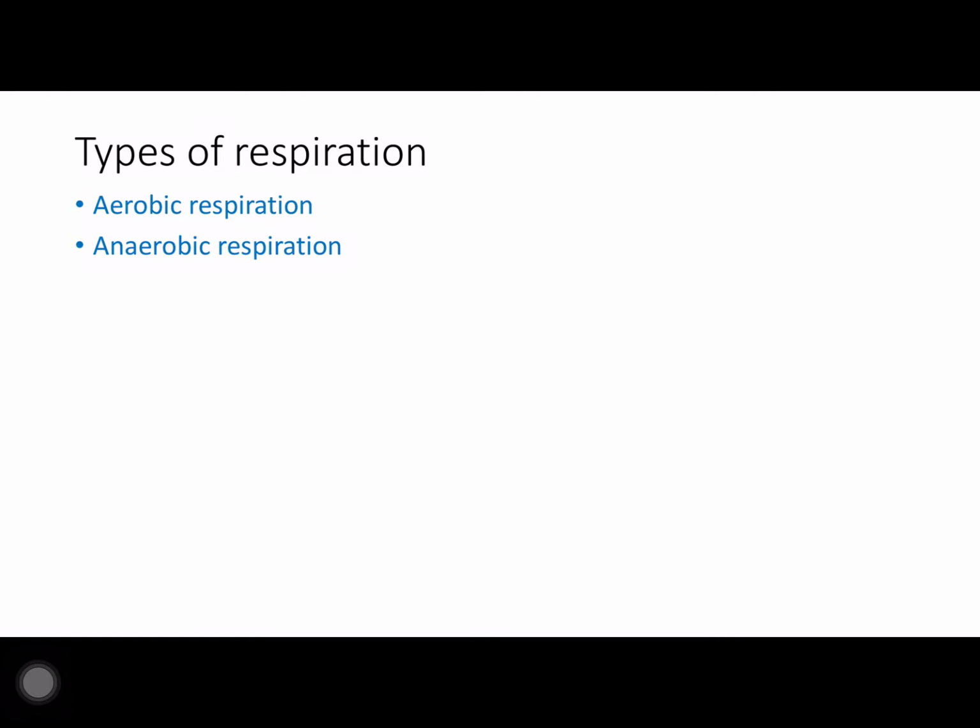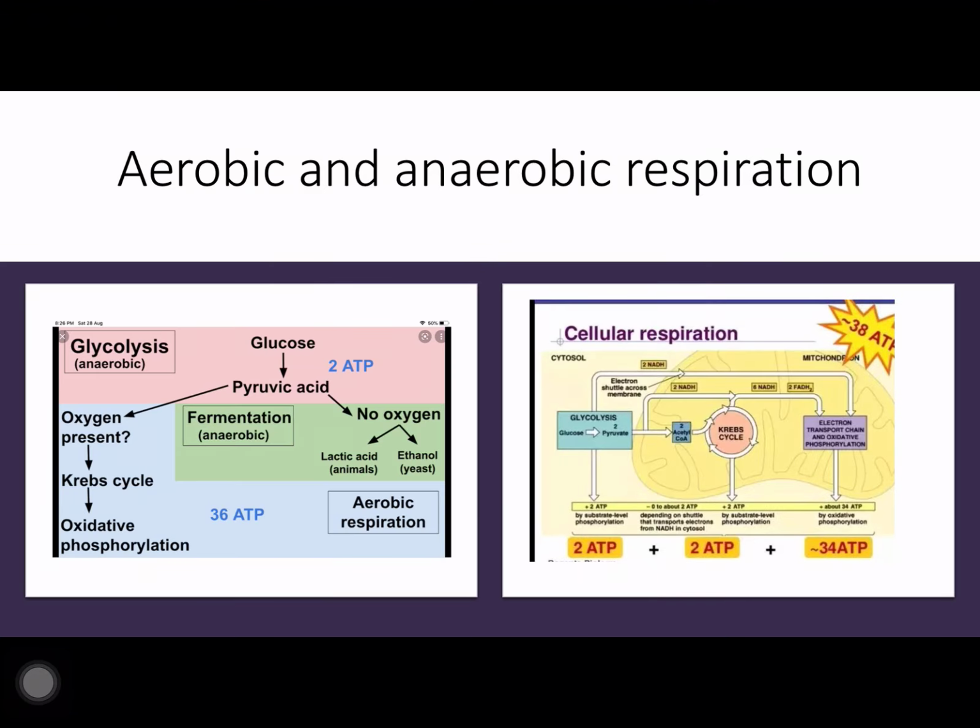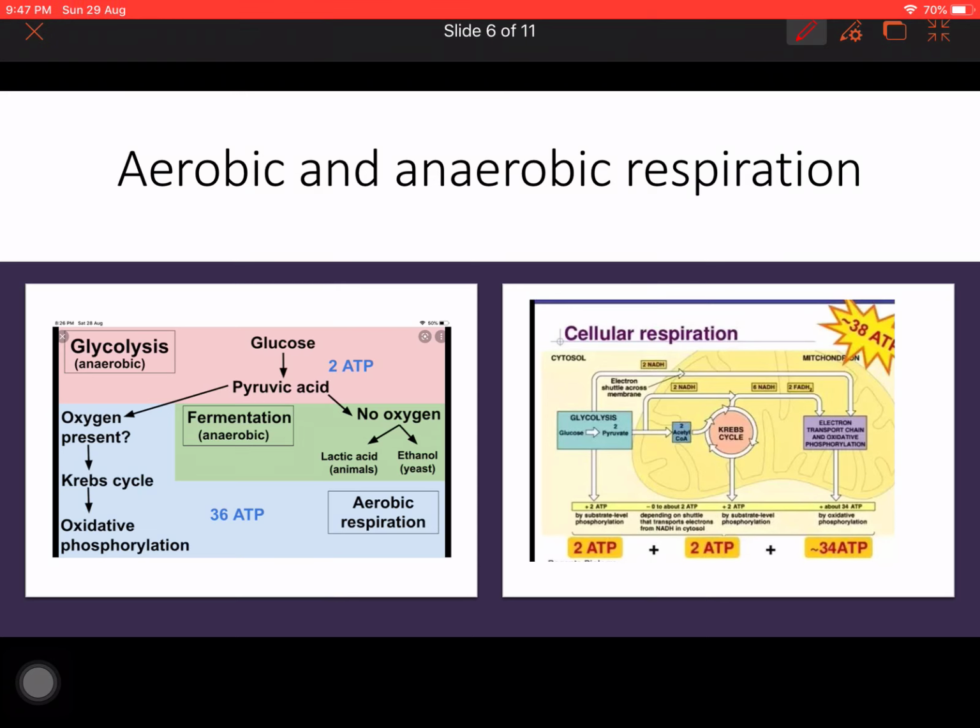Now here we will discuss 2 types of respiration, aerobic and anaerobic. So what is aerobic respiration? The first part is anaerobic respiration, or glycolysis, where oxygen is not present. So glucose is converted to pyruvic acid and 2 molecules of ATP are produced.